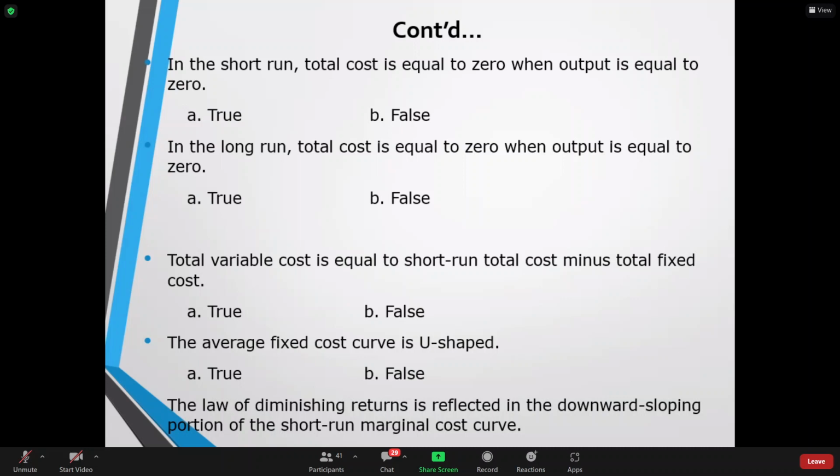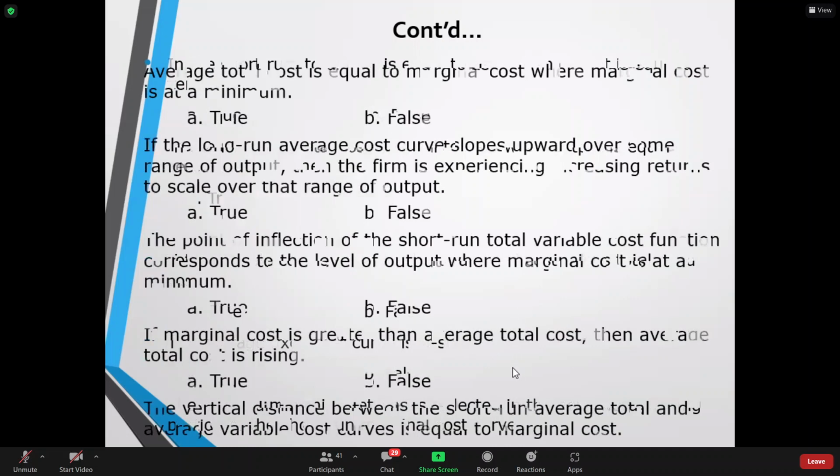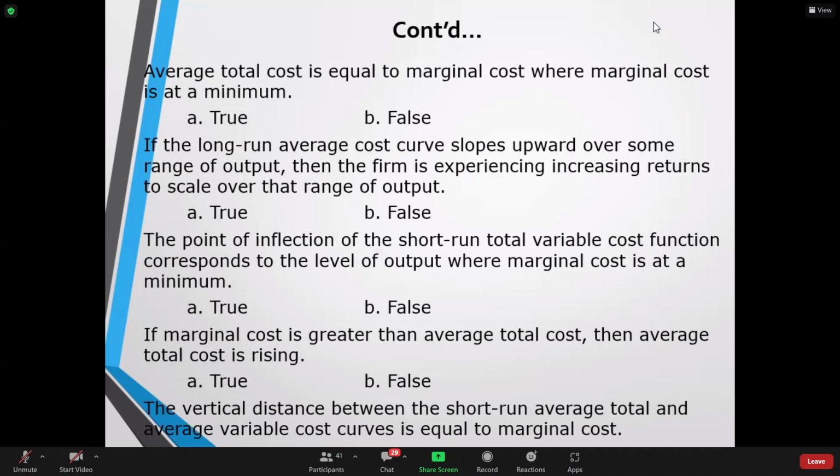Fifth one. Law of diminishing returns is reflected in the downward sloping portion of the short run marginal cost curve. Downward sloping. Marginal cost initially decreasing and then increasing. Right. So the downward is the initial part. Yes. Diminishing returns is reflected in that, so that's correct. True. Okay. Next one.